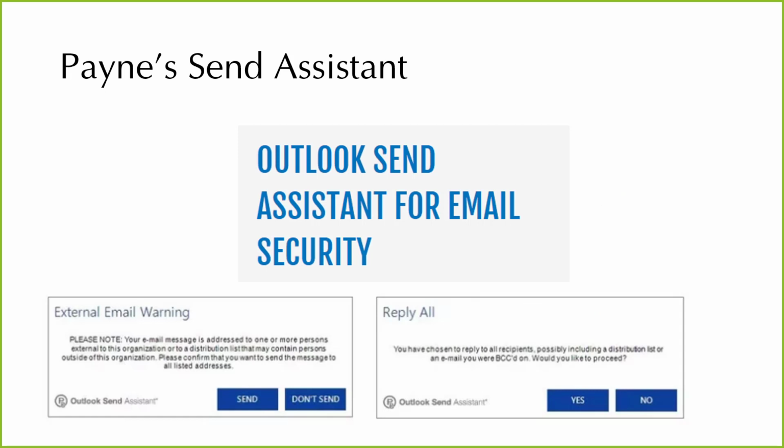Similarly, and you can tell this is a problem when you have multiple applications trying to solve for it, Payne's Send Assistant is $45 for one-time use, and it basically does two things. If you go to send an email, it'll say you're sending this to an outside email. Are you sure you want to send this? And the other thing is it says you're hitting reply all, possibly including a distribution list or an email you're BCC'd on. Do you want to go ahead? It just kind of pops up and says, hey, do you really mean to do this?